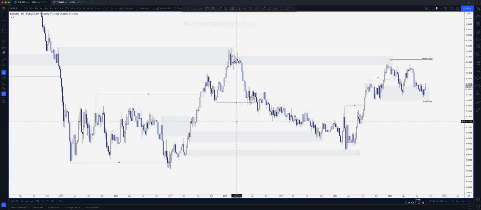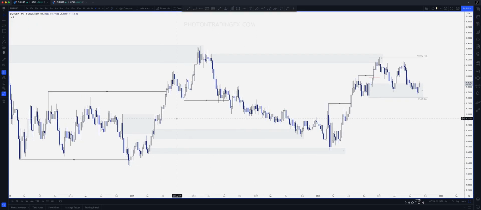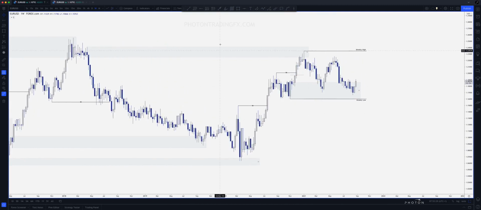Market structure, multi-time frame market structure, all the concepts that we have been looking at. So yeah, that's pretty much just the basic premise of it. Let's go to the more recent price action and have a look. Even down here, there's flips going on constantly, right?